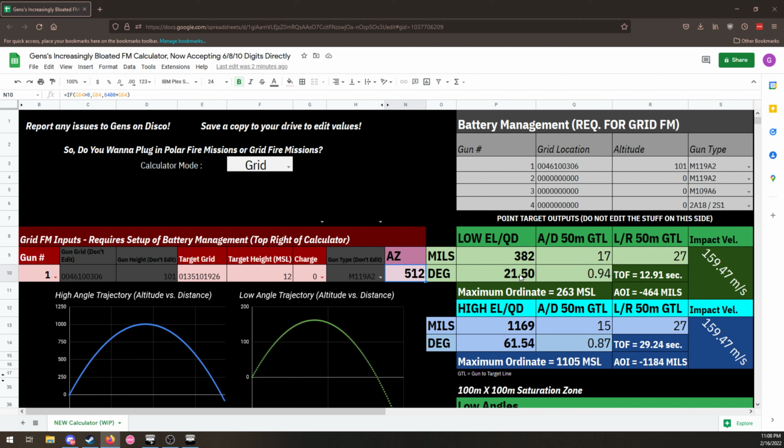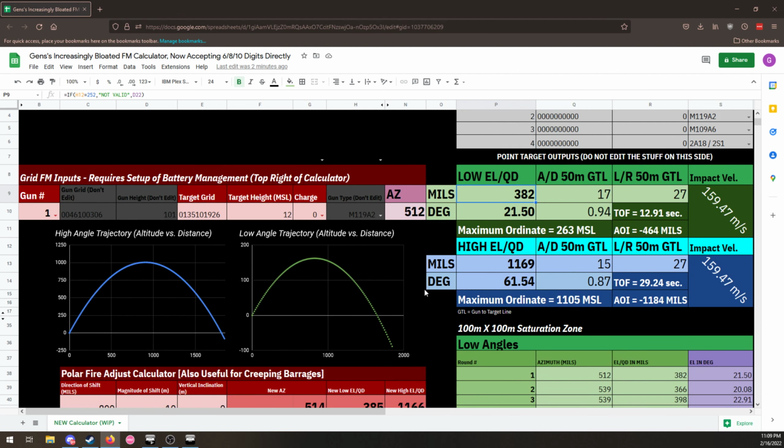Additionally, we have some other data here. We have our elevation in degrees if your gun supports that. Typically, I try not to use these values because the elevation in degrees is broken on very many guns in Arma. So try to stick to these values in mils when you can. Additionally, we have a maximum ordinate, which is the maximum height above sea level that the round will reach. We have our time of flight, and we have our AOI, which is our angle of impact relative to the horizon. We can see here that this is negative 464 mils, which is a steeper angle that it's hitting the target than the angle it leaves the gun at, which is 382.